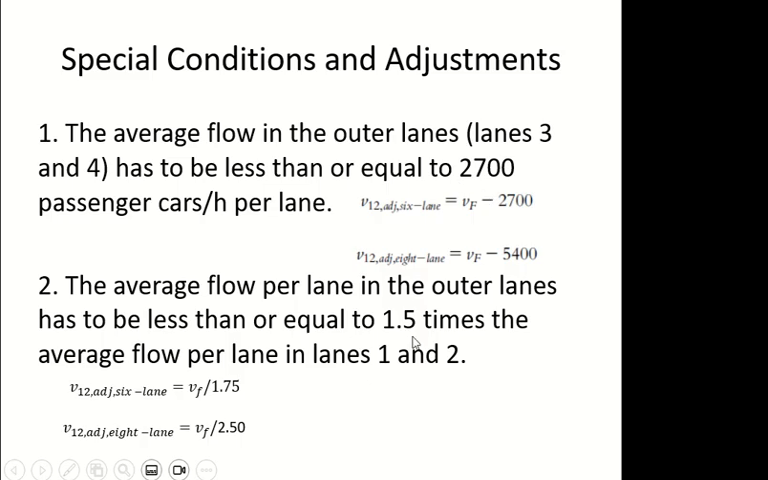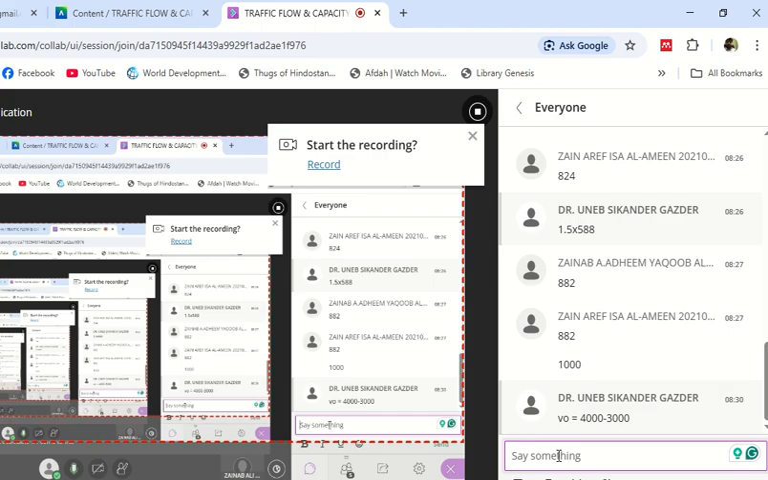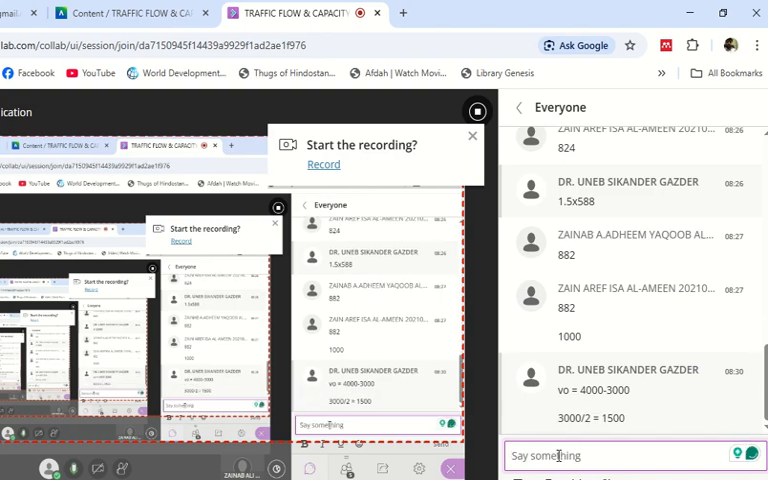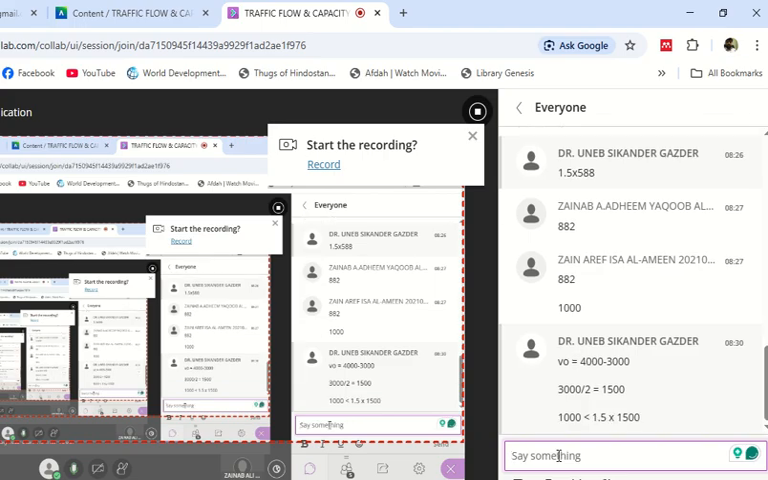If I come to this one, I have inner lane which is 1500, 3000 divided by 2. Inner lane per lane is 1500. The outer lane is 1000. If I multiply 1500 by 1.5, I will get an answer which will be more than 1500, and my outer lane flow is already less than 1500. So this check is also satisfied. 1000 is obviously less than 1.5 into 1500. Clear or not?